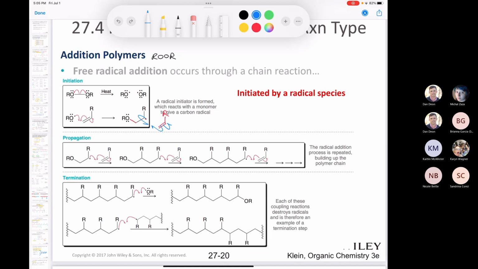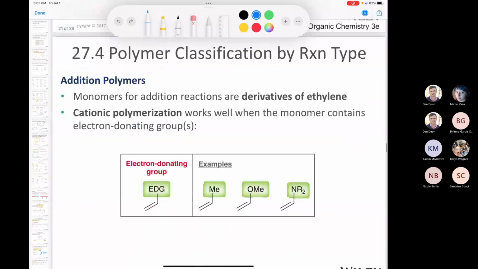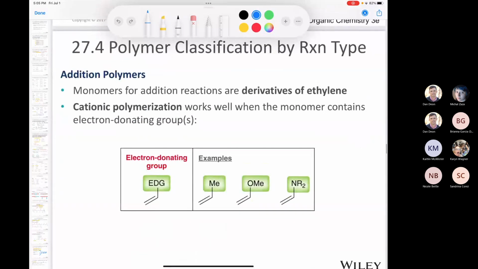Next, we're going to take a look at a couple of ionic mechanisms that can be used to assemble polymers. And we're going to start with cationic polymerization. So you can imagine this has something to do with a cation. It says here that monomers for addition reactions are derivatives of ethylene. So that means that we've got some kind of ethylene, and then we could have an R group on it, or maybe two R groups on it.